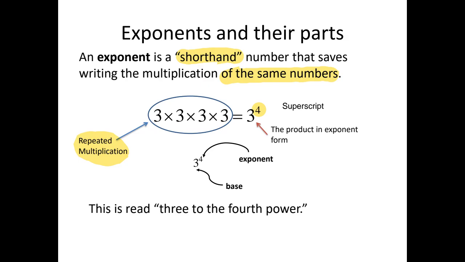3. And also, notice how we read this. It is the base, or the bigger number, to the 4th power. And the reason it's 4th is that's the number in the superscript position. Now, that's if we have an exponent that is bigger than 3. We have some specific vocabulary words for an exponent that's 2, an exponent that's 3.